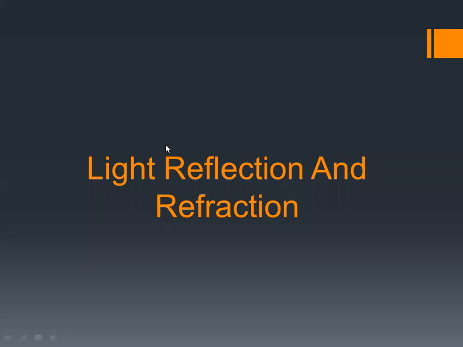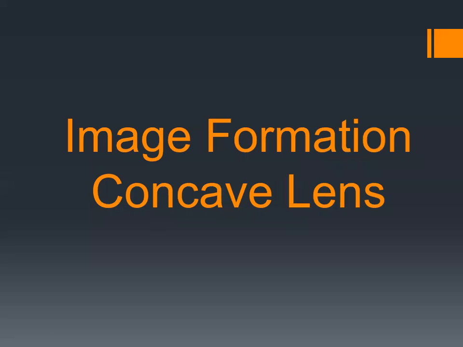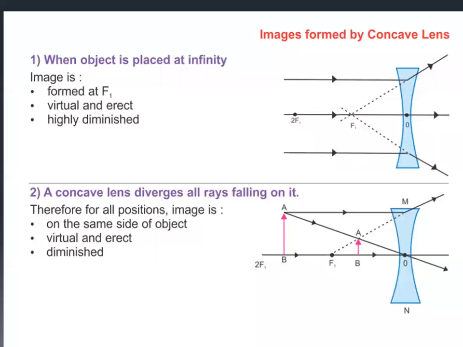Good morning, dear students. We have already seen the image formation for convex lens in light reflection and refraction. And today we are going to see the image formation of concave lenses. You know that a concave lens has two curved surfaces, so two foci will be there, F1 and F2, which you have seen in the previous videos. Now we are going to see the image formation for concave lenses.